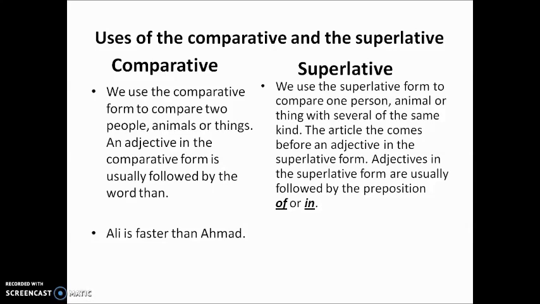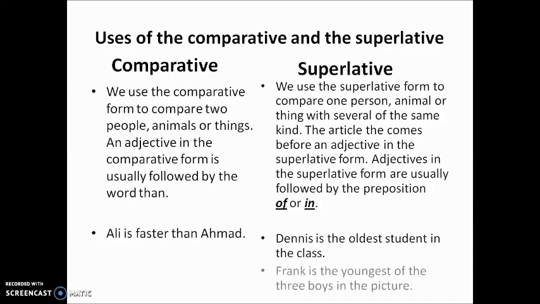Let's take an example. Dennis is the oldest student in the class. The adjective old is in the superlative form. It becomes the oldest and is followed by the preposition in. Another example. Frank is the youngest of the three boys in the picture. The adjective young is in the superlative form and it becomes the youngest and it is followed by the preposition of.